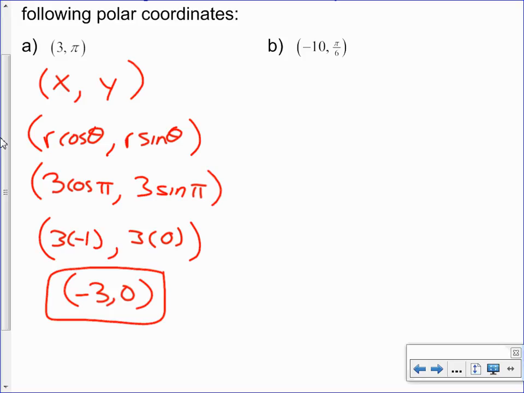Okay, here we go. I'm just going to go straight to r cosine theta. Negative 10 cosine pi over 6, comma, negative 10 sine pi over 6.